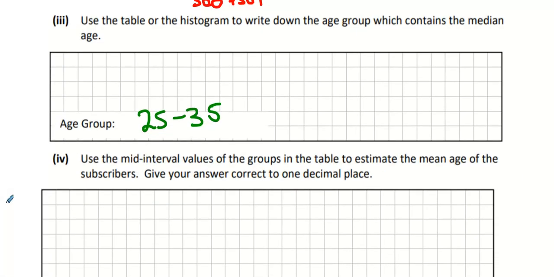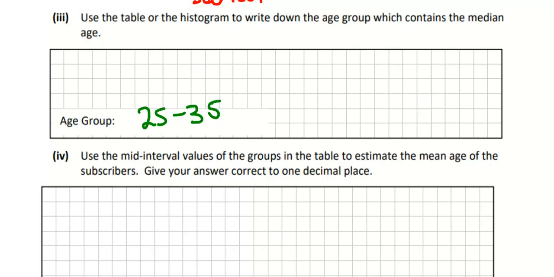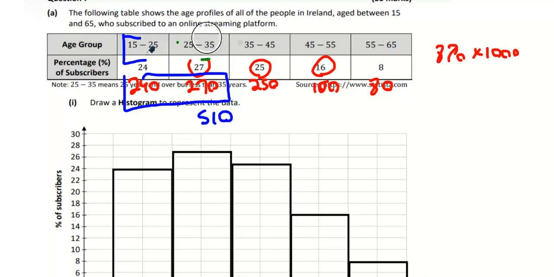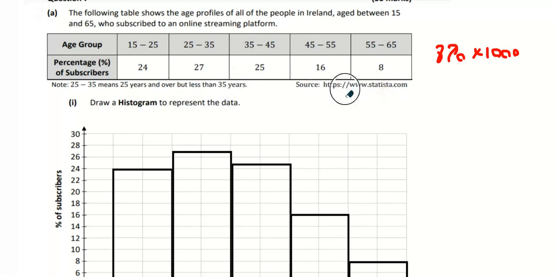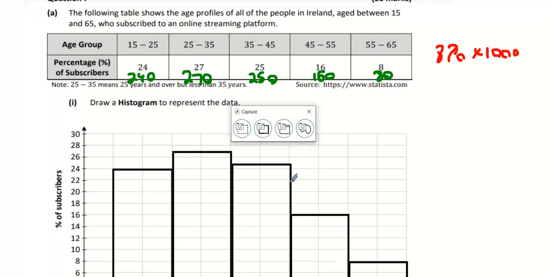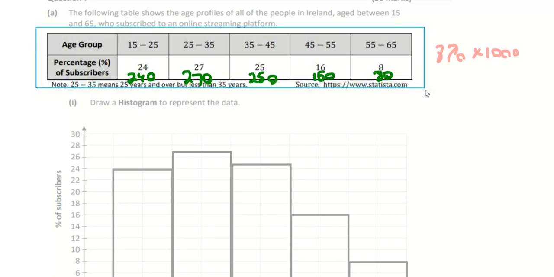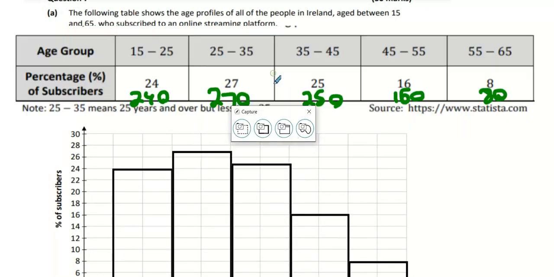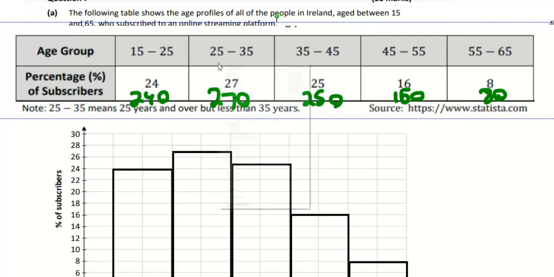Use mid-interval values of the groups to estimate the mean age. Okay, so we're going to have to do the mean age using mid-interval values. So once again, I'm feeling inclined to use my numbers rather than my percentages. Okay, so I'm actually doing it more like this, because that's how many people I know there is. Okay, so I'm going to grab this table now and move it to the page with the mid-interval values.